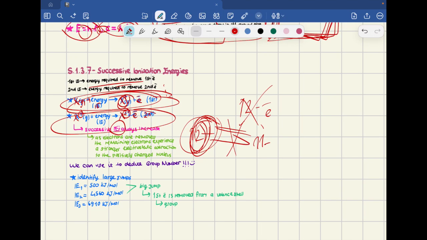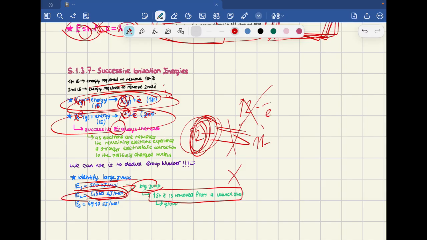And we can actually use the data of successive ionization energies to deduce the group number of elements. This is done by identifying the large jumps. So for example, here we have some data. The first ionization energy was 500 kilojoules per mole, and the second one was this. As we can see, the big jump occurs between the first and the second one, right? And we can conclude that the first electron was removed from a valence shell, because now, as it has been removed, you're getting closer to the nucleus.